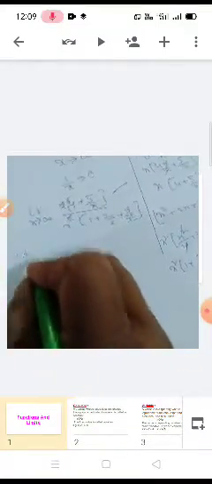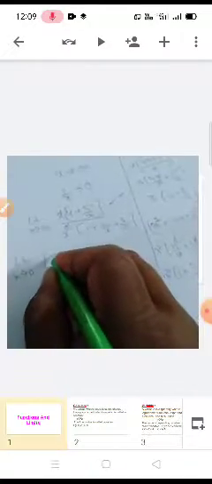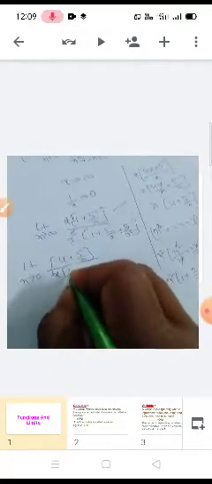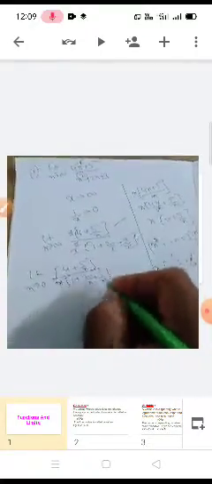So directly I am writing here, x gets cancelled. Limit x tends to 0 of the numerator 4 plus 5x, and in the denominator x of 1 plus 2 by x plus 3 by x square.